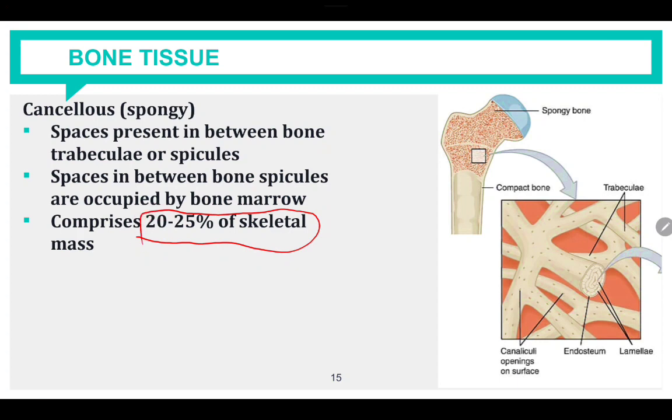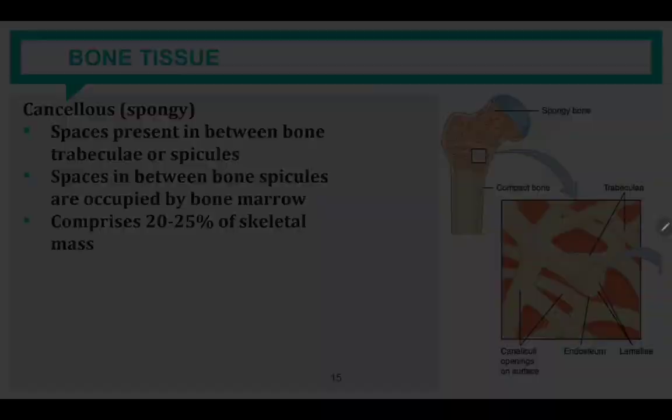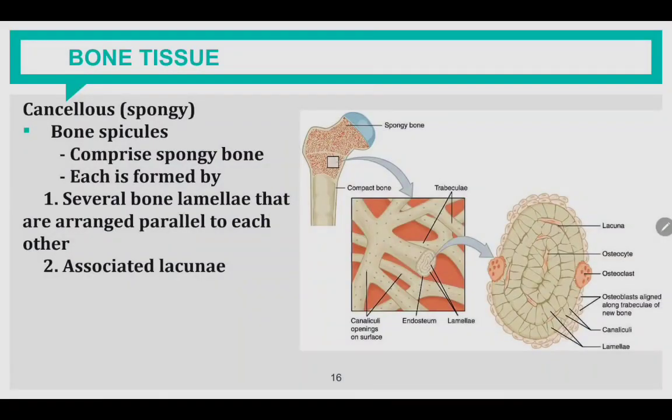So saan ang mas marami? Spongy or yung ating compact bone? Obviously your compact bone. Okay? So I hope klaro tong slide na to, ha. So let's talk about now the bone spicules or the trabecula. Okay? Bone spicules comprise your spongy bone. Very good. Each is formed by several bone lamellae that are arranged parallel to each other.